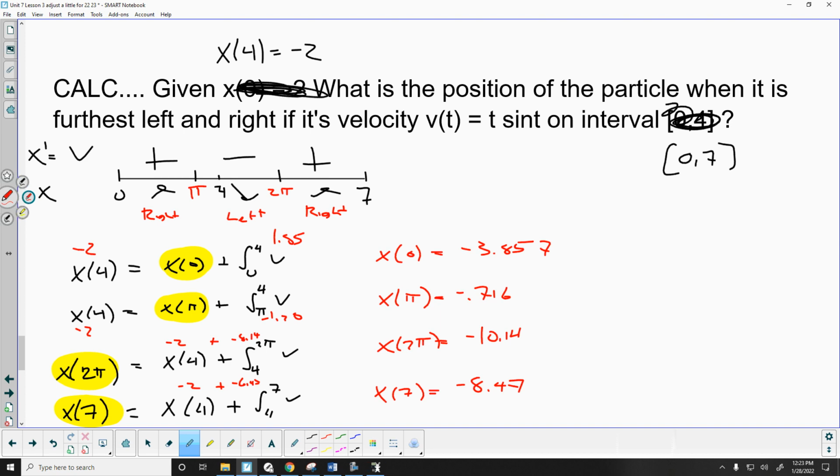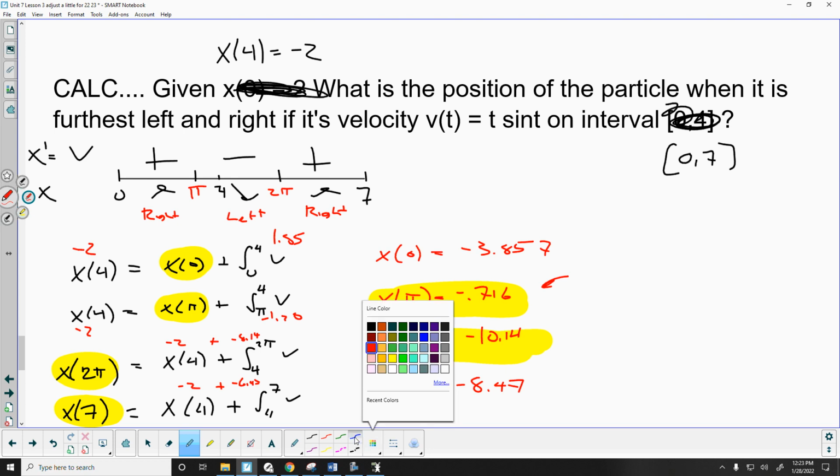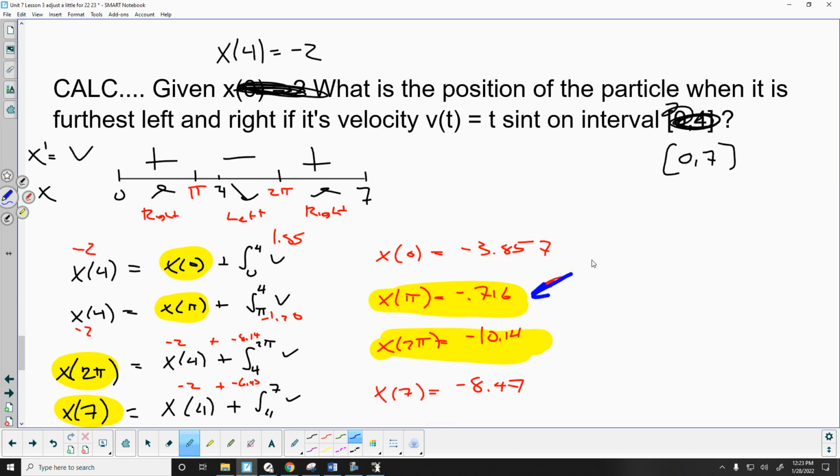Here are my candidates. When my derivative is 0, it's my endpoint. When am I furthest right? Pi. When am I furthest left? 2 pi. You just did a homework problem. I never get out of the negative land.